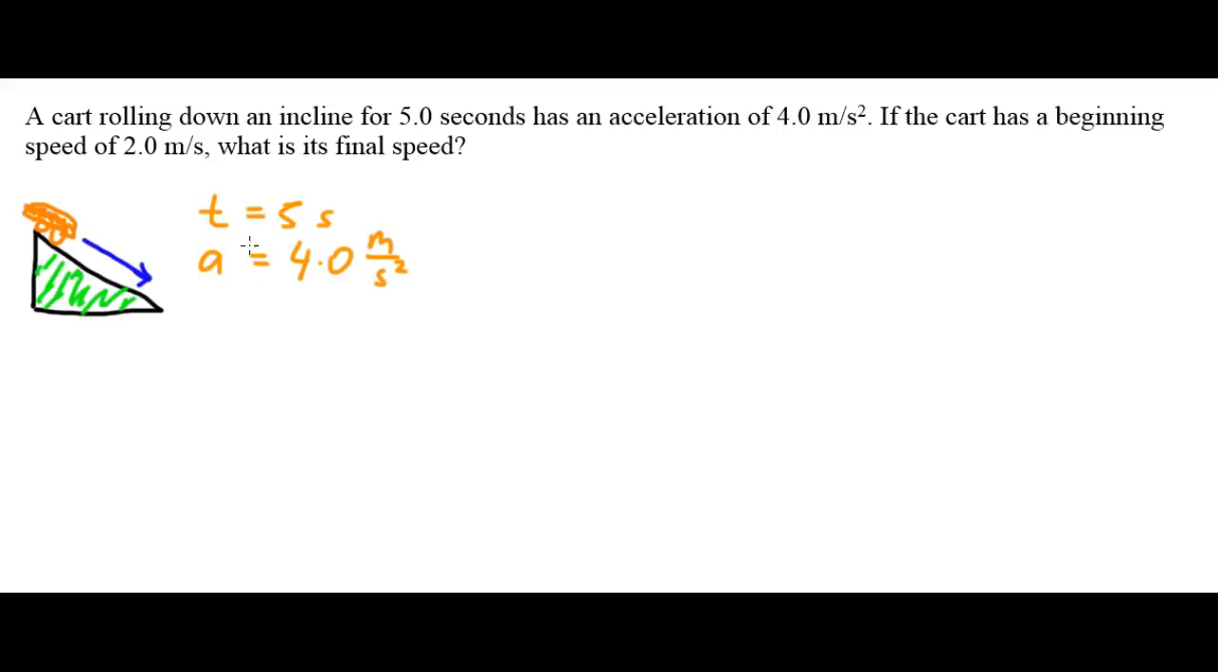So we can even do a little chart just with these two things. If it starts at 2 meters per second, so we have our initial velocity is at 2 meters per second, we want to find out what its final speed is. Okay, let's do this using a table.